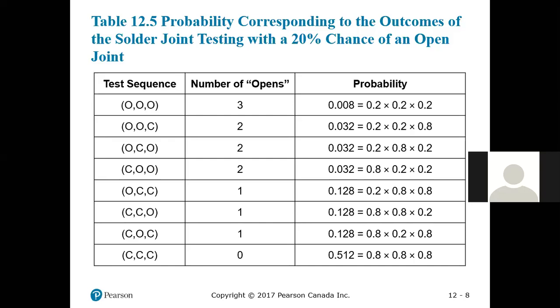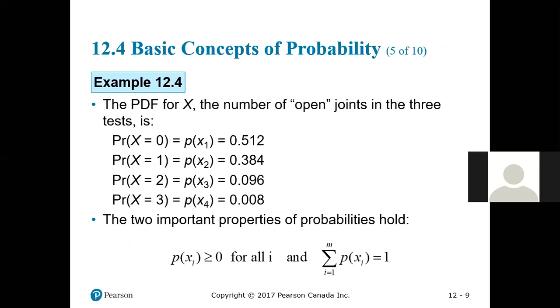And of course, there's also the probability that all three joints are closed. In that case, it would be 0.8, which is the probability that one is closed, times 0.8 times 0.8 to give us 0.512. So as you can see here, we show the probability in the first case, the probability that x equals 0, meaning that all the joints are closed, then that probability is 0.512.